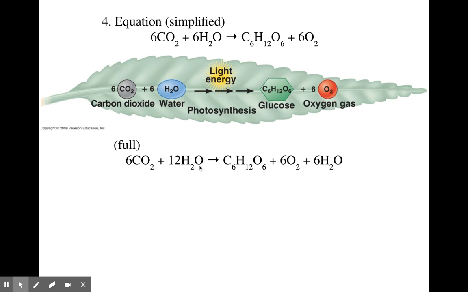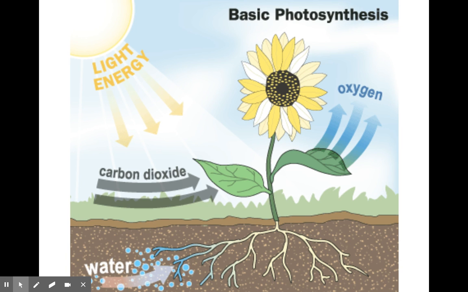So just to show you the two equations, we could take out these 6 waters here, and the simplified equation is 6 carbon dioxide, 6 waters make glucose plus 6 oxygens. But technically, the full equation is that there are 12 waters needed, and those 6 waters are kind of left to the side. All right, so just get used to seeing these equations and these numbers. And then just think about that basic photosynthesis, that basic plant.